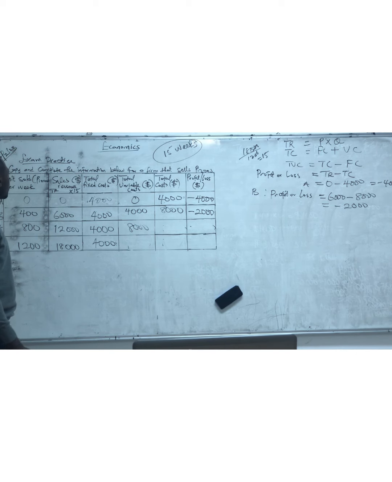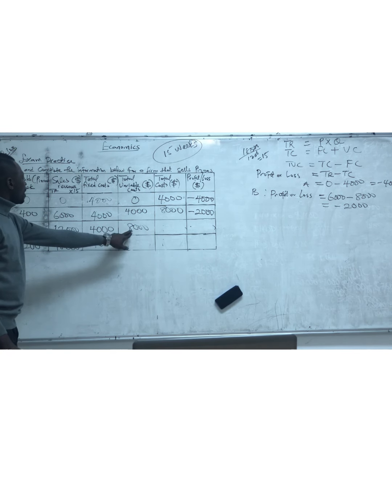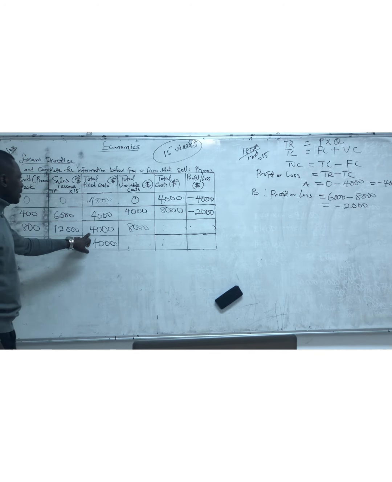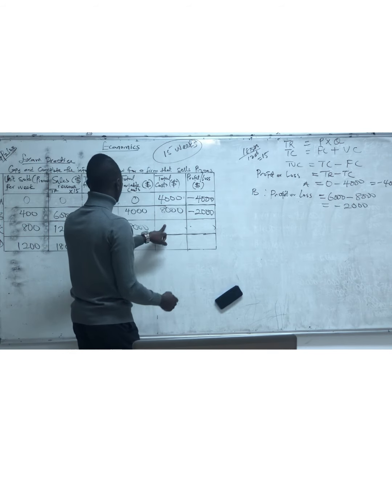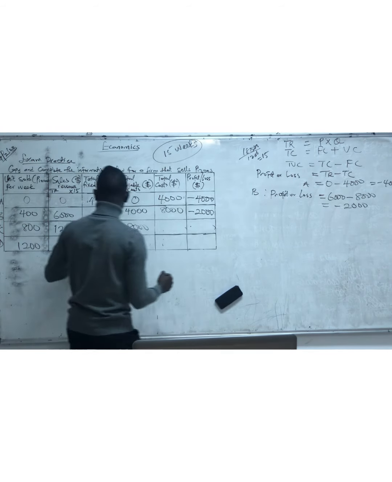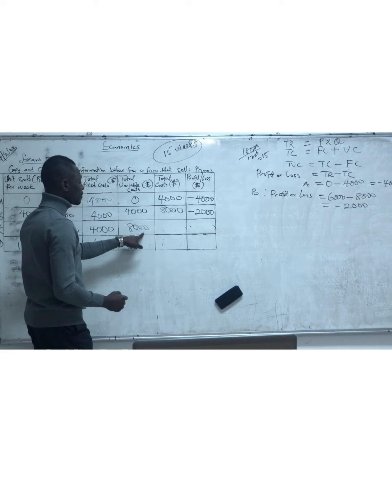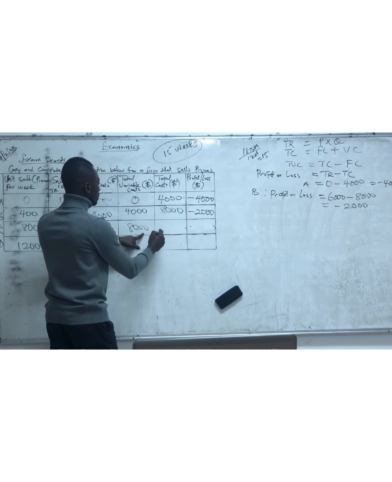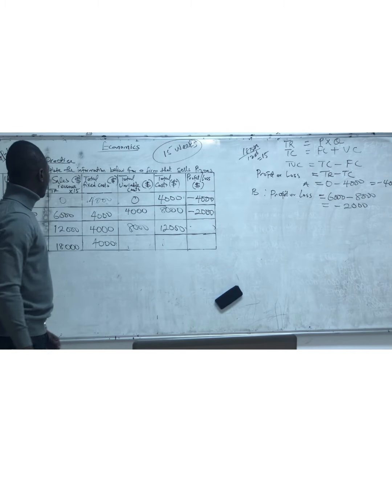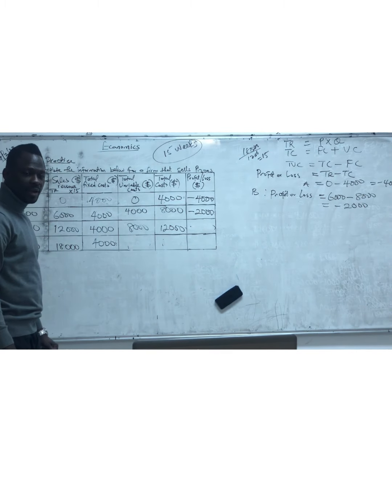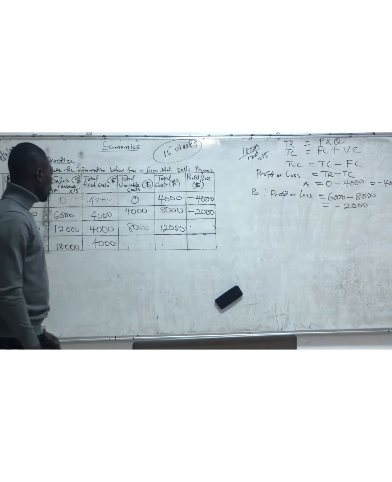Alright. So here you have your total variable cost to be this and your total fixed cost to be this. So what will be your total cost? Your total cost here is what? 12,000. 4,000 plus 8,000, right? That's 12,000. Is it clear? Yes. Great.